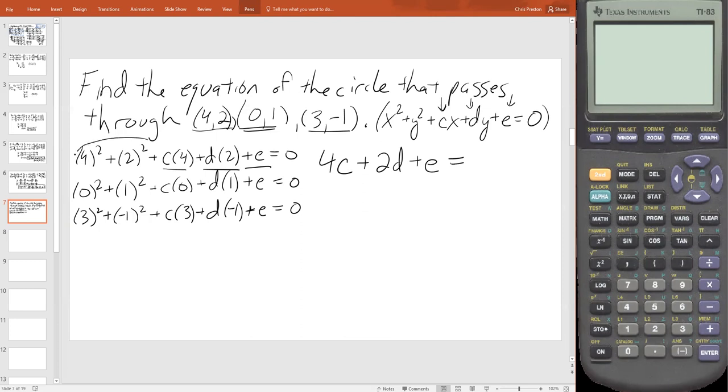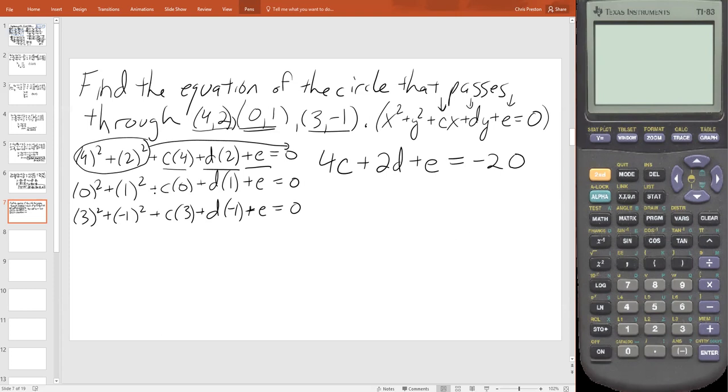And then I'm going to move this stuff to the other side. So I'm going to figure out what this stuff is. 4 squared is 16, 2 squared is 4, 16 plus 4 is 20. So I'm going to move that to the other side. But when I move it there, it has to change sides, all right? I have to subtract 20 to the other side. So that's what that first equation is going to look like.